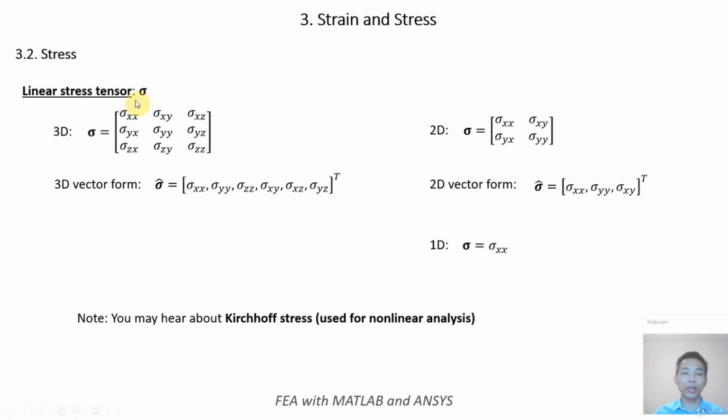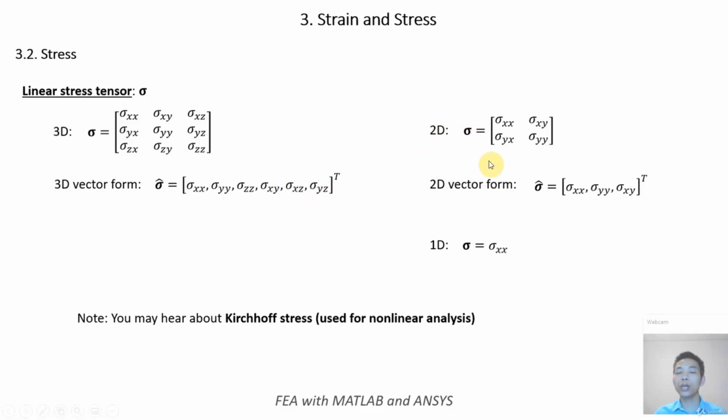So in the linear stress tensor in 3D, we have this formula where sigma xy will equal to sigma yx, sigma xz will equal to sigma zx, and sigma yz will equal to sigma zy, right? And the stress tensor can be written in a vector form, which here I call sigma hat, which is a vector, and it equals sigma xx, yy, zz, xy, xz, and zy.